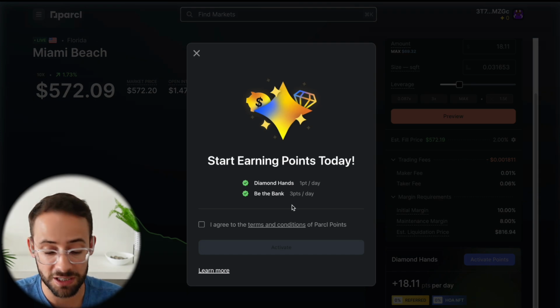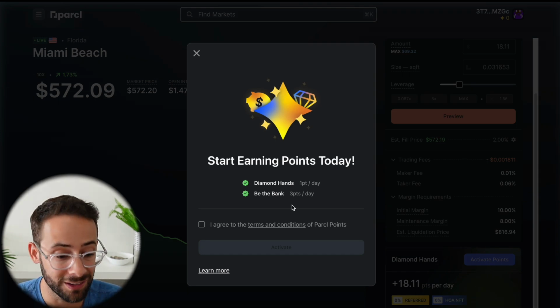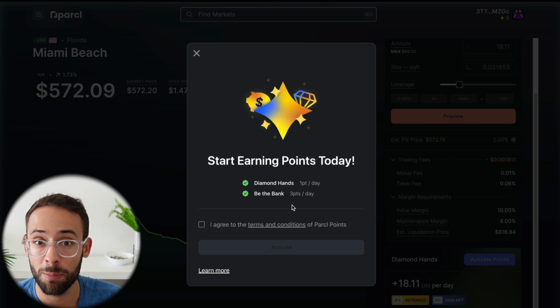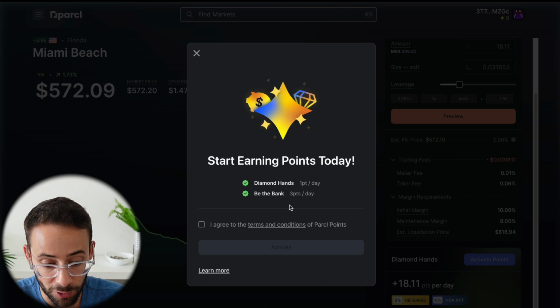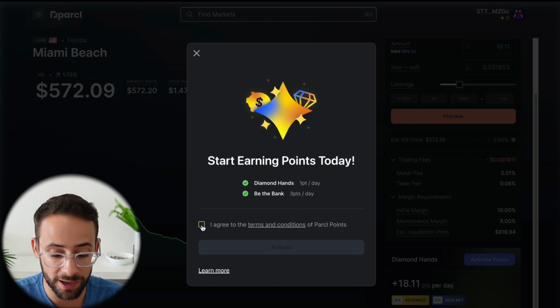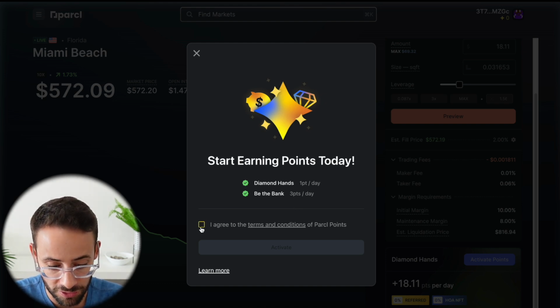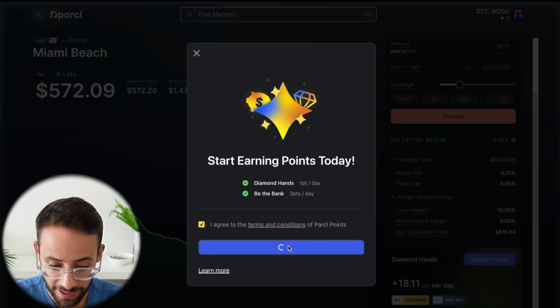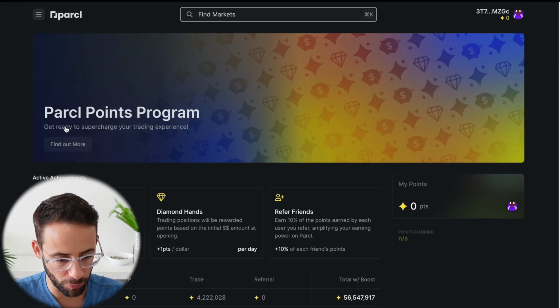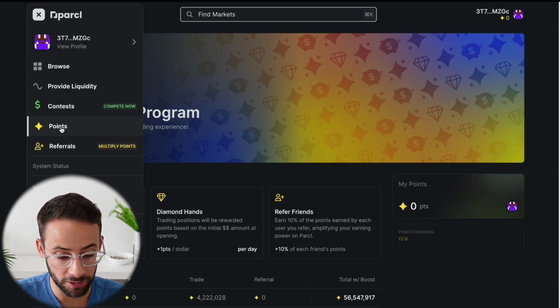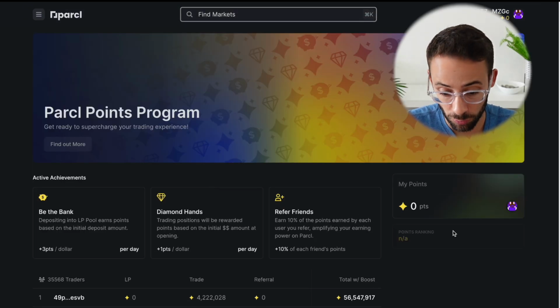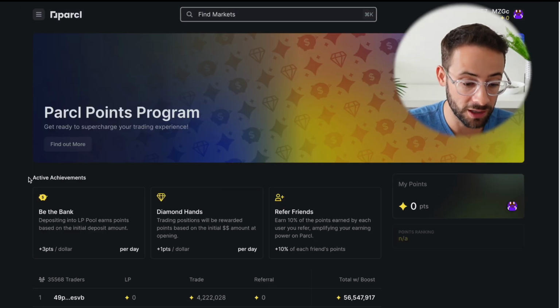Now, before you make any trade on the Parcl platform, I recommend activating the points system because it's an opt-in feature, but you want to be earning these points because if there's an airdrop in the future, then Parcl points will probably be a pretty determining factor in that. So before you make any trade, you're gonna want to agree to the terms and conditions and then hit activate. And once you do activate points, you can navigate to their points section here by hitting on the top left-hand corner and clicking on the points tab. And this is where you can track your total points as well as see what you can get points for.